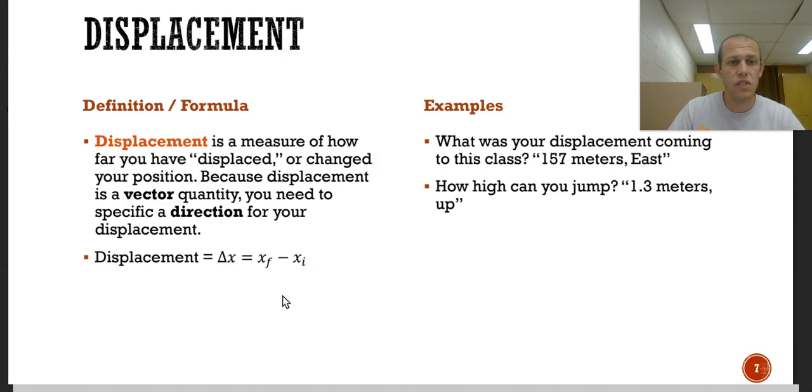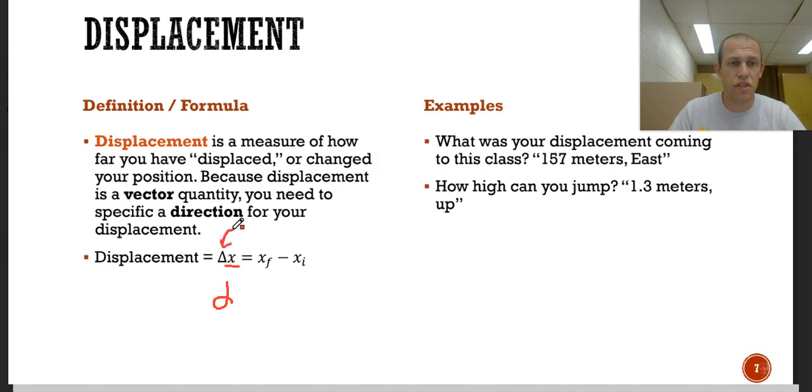So when we talk about displacement, we associate displacement with position, which is the variable x. So if you see something with distance, you're probably going to see a d for distance, but with displacement, you're going to see an x. So keep that in mind.